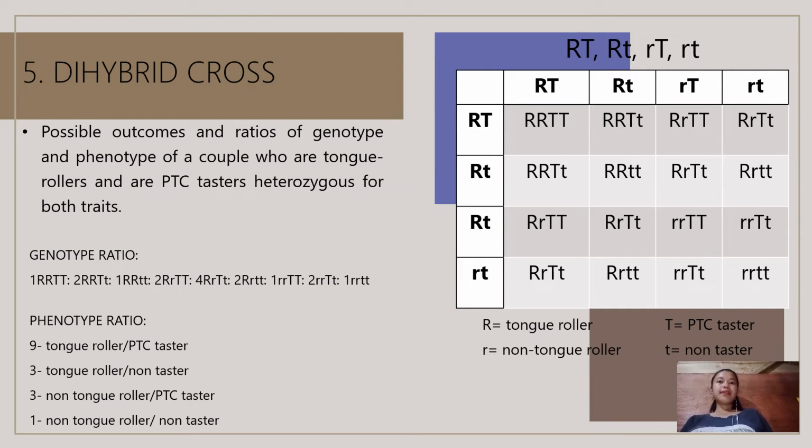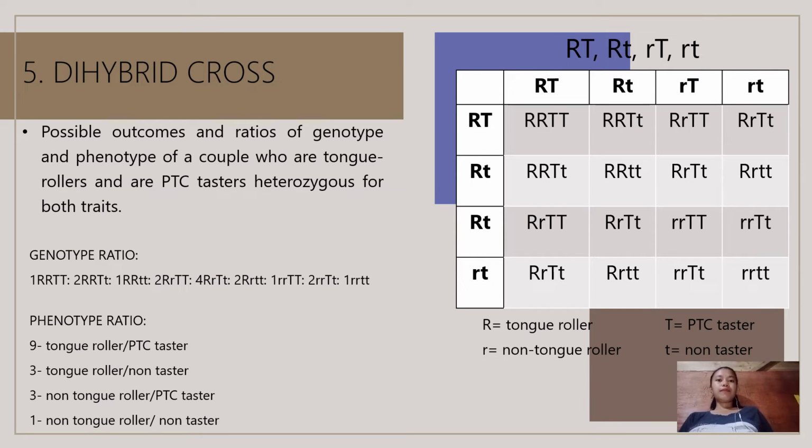So in answer number 5, dihybrid cross. Possible outcomes and ratios of genotype and phenotype of a couple who are tongue rollers and PTC tasters, heterozygous for both traits. So the capital R stands for tongue roller, small letter r stands for non-tongue roller. Capital T stands for PTC tasters, and small letter t stands for non-PTC tasters.